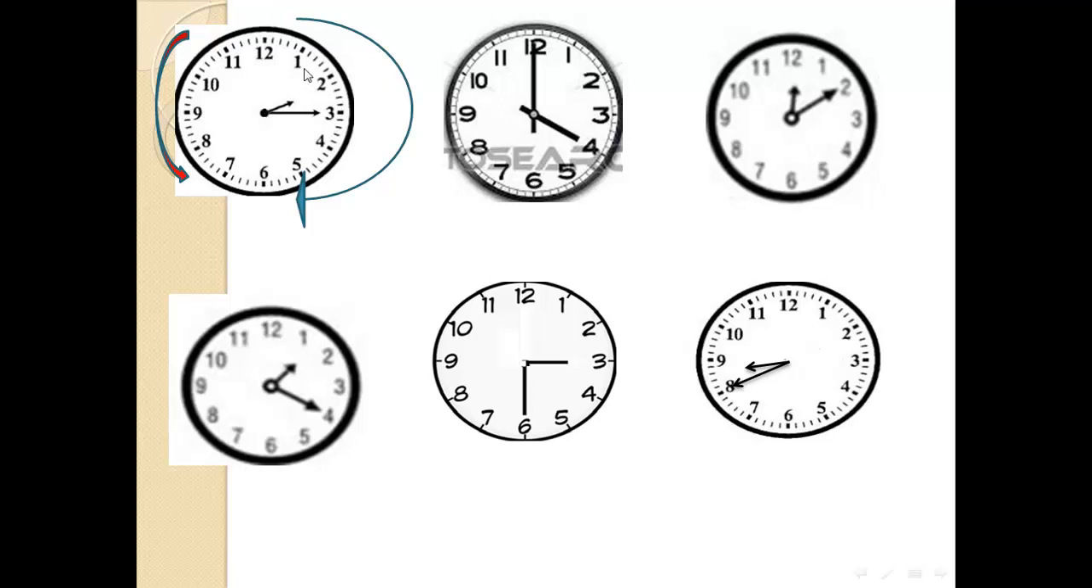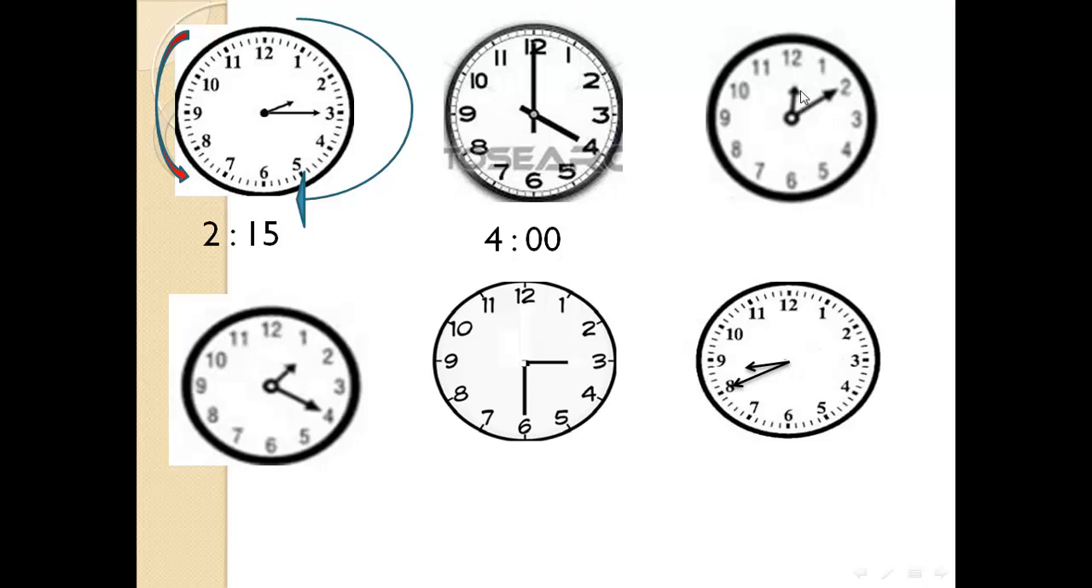Look at the short hand. The short hand indicates 2. The long hand indicates how many minutes? Here at 3, and digital, 2:15. Now, the short hand points to 4. The long hand is at 12. How many minutes here? 0, so it's 4 o'clock.